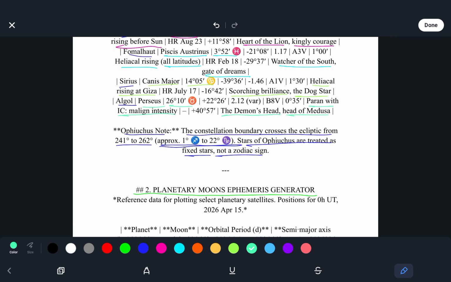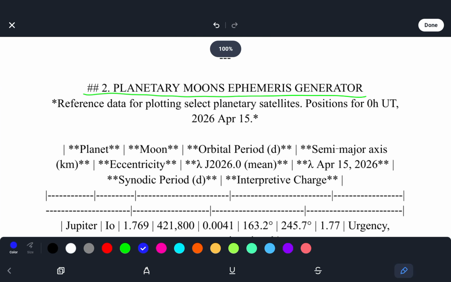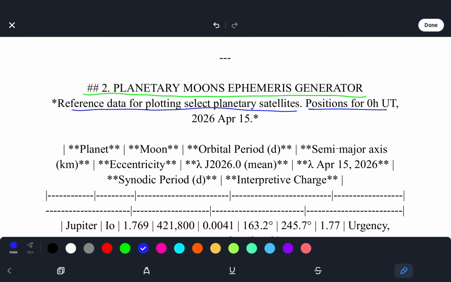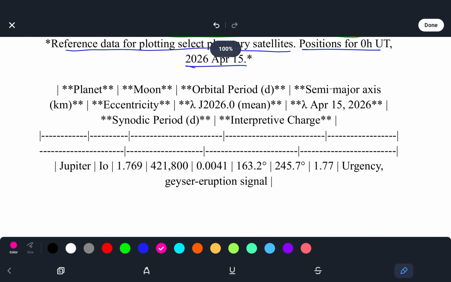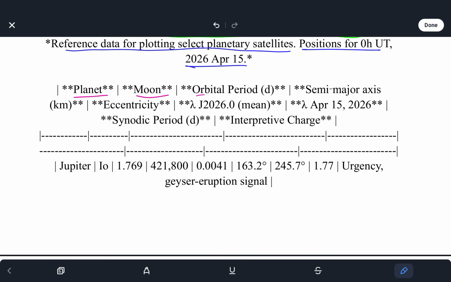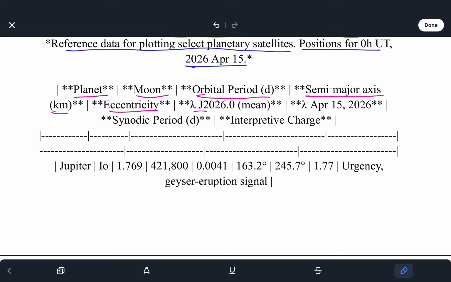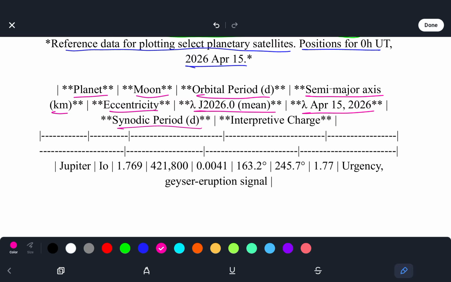Alright? Moving on to the planetary moons ephemeris generator. Reference data for plotting select planetary satellites. Positions for 0 hours UT 2026, April 15th. So that looks like adding the planet, moon, orbital period, semi-major axis. So our orbital period is in days, semi-major axis in km, eccentricity, J2026.0 mean, April 15th, 2026, synodic period in days, interpretive charge.